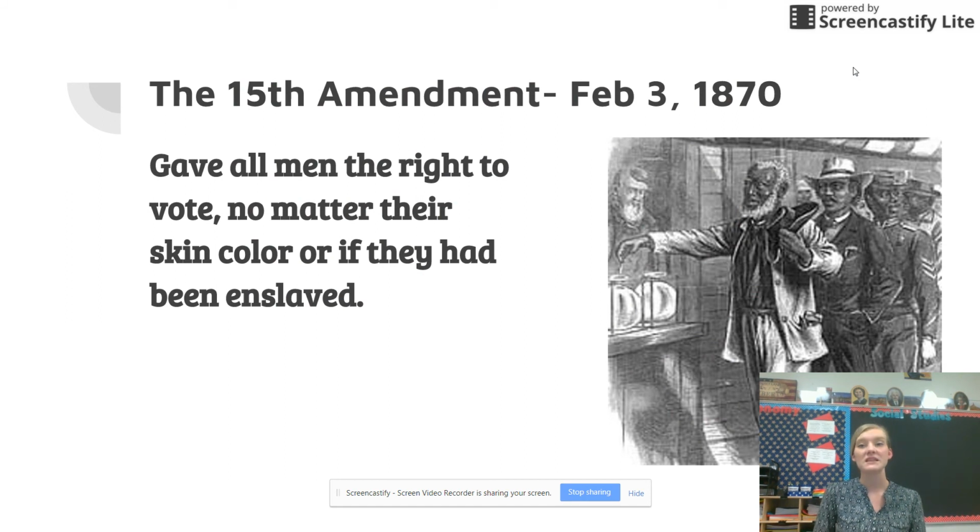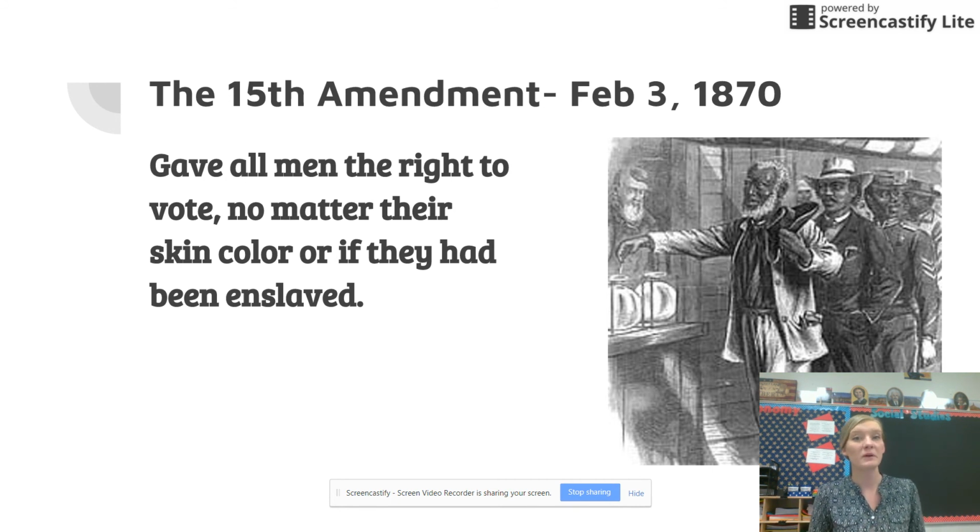And finally, the 15th Amendment is the third and final amendment during the Reconstruction time period, and it was granted on February 3rd, 1870, so another big jump in time. And it gave all men the right to vote, no matter their skin color or if they had ever been enslaved. So one of those loopholes that people were trying to use to keep the African Americans from being an equal part of society was to keep them from voting.